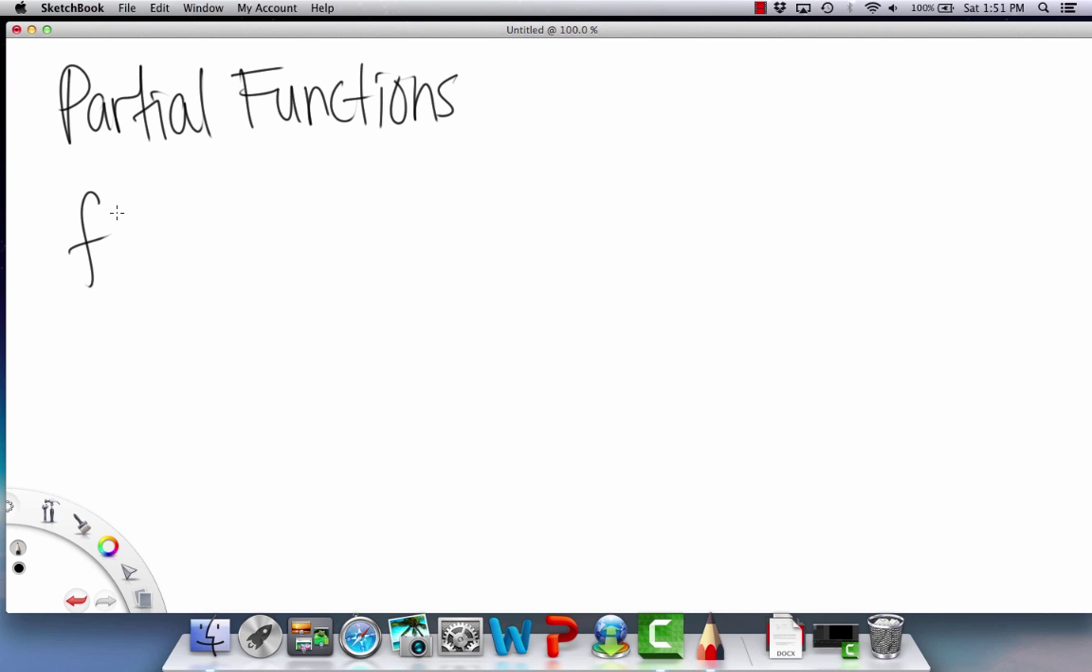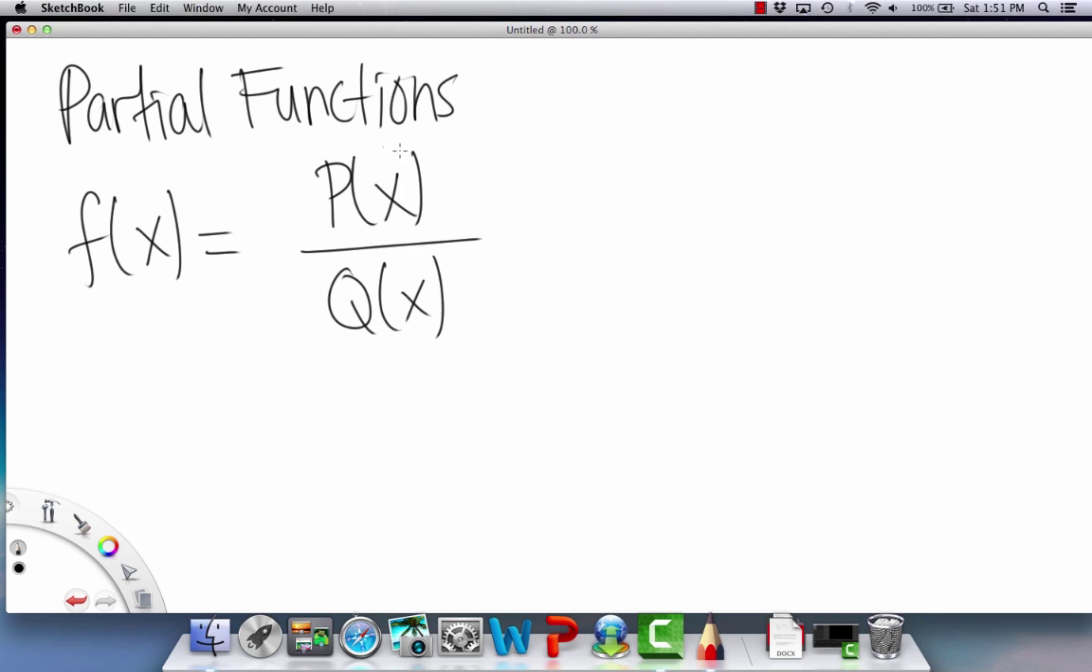Okay, so partial functions, this is like a function that you have that you can represent as p of x over q of x. And you might be wondering, like, where did these random letters come from? But it's basically just saying that one thing is over another thing. Some function of x over another function of x, okay?